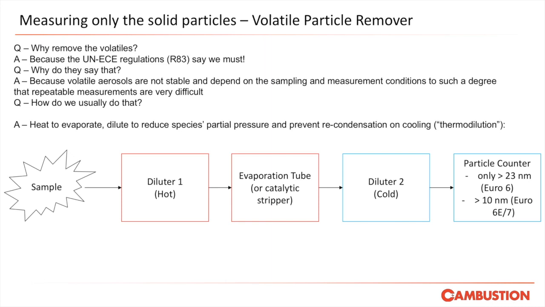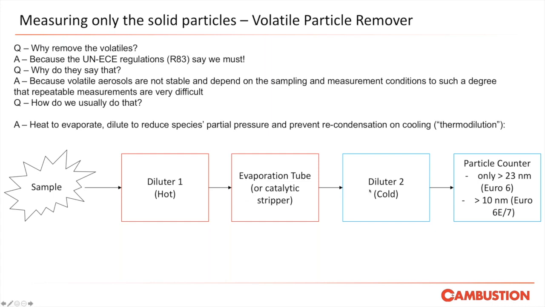Well, we use something called a thermodiluter. It uses heat to evaporate the volatile particles, and then it dilutes, which reduces the partial pressure of the gases formed, which prevents recondensation when the aerosol eventually cools. So we have the sample on the left, which is usually in a dilution tunnel. We then have a first stage of dilution at 150 degrees centigrade, which is hot. That evaporates the particles, combined with this evaporation tube, or in some cases now a catalytic stripper, which is also allowed in the most recent regulations.